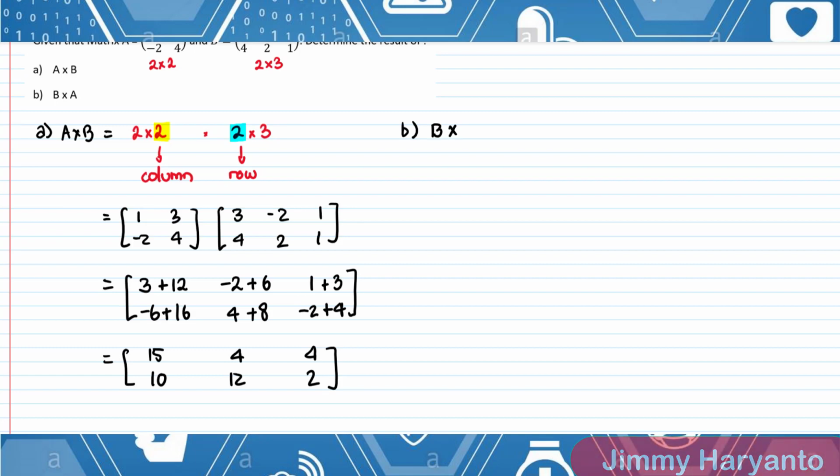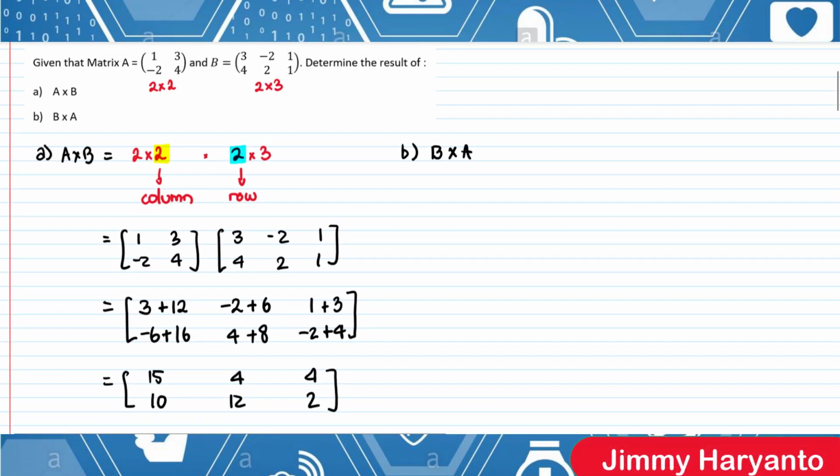Can we do that? Let's take a look at the dimension of the matrix B, which is 2 times 3. And the matrix A is 2 times 2. Take a look at the number of columns of the matrix B. The number of columns is 3, and the number of rows for A is 2. It's not the same.